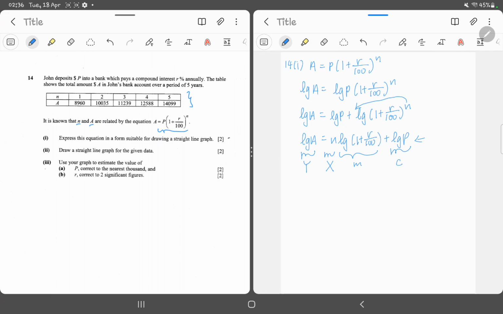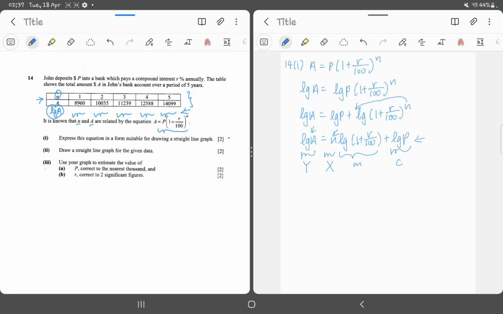So what you're going to do is, using this table over here, you find the value of LGA. So you find the values here for LGA. Knowing that the horizontal axis is my N, which is here, and my vertical axis, which is my LGA, is here, and with all the values that I have found for LGA, now you can plot the straight line graph using the vertical axis as LGA and the horizontal axis as N, and then you can draw a straight line graph based on this data.